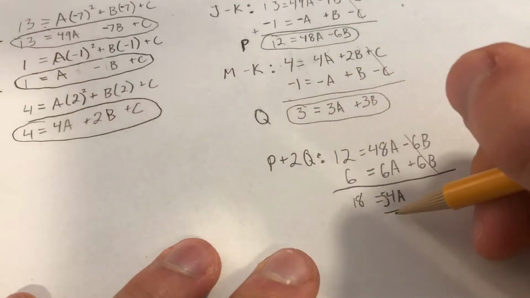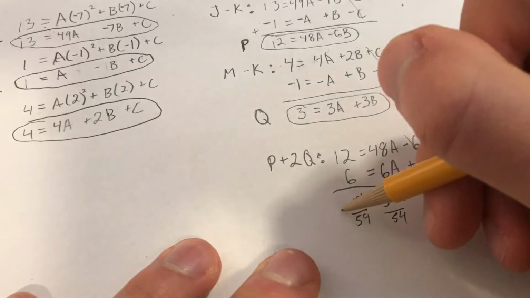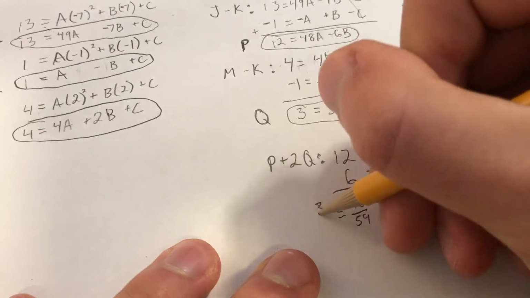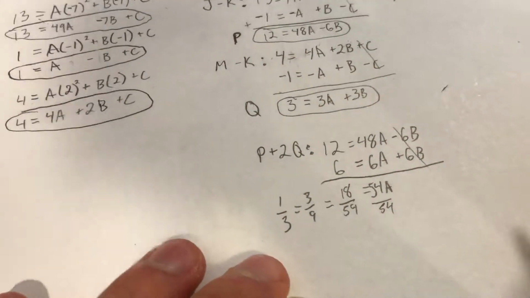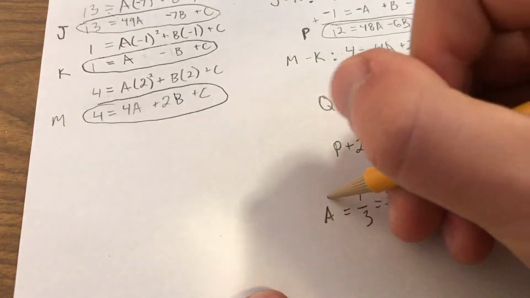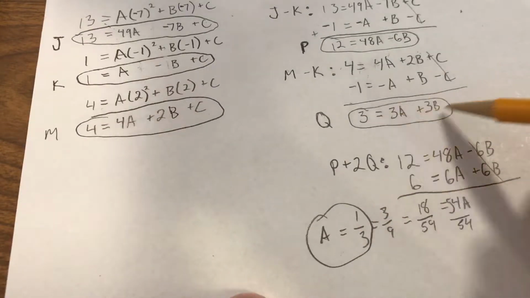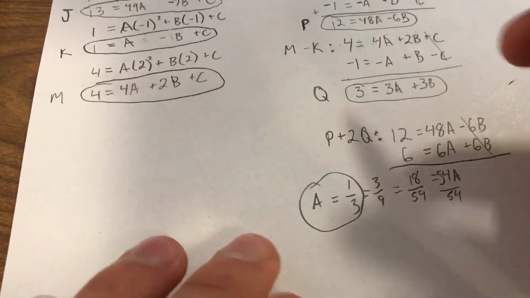I don't know that off the top of my head. I know that this is 6 times 9. I know that this is 3 times 6, so it's going to be 3 over 9 or 1 over 3. So A equals 1/3. Now that I have this, I'm going to plug this back into one of my 2 unknown equations.